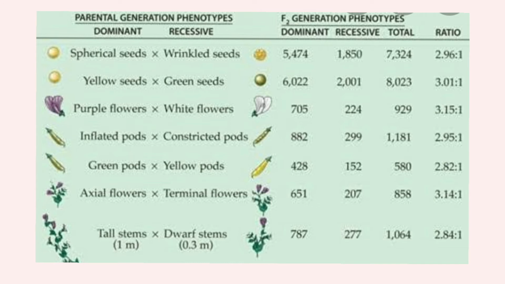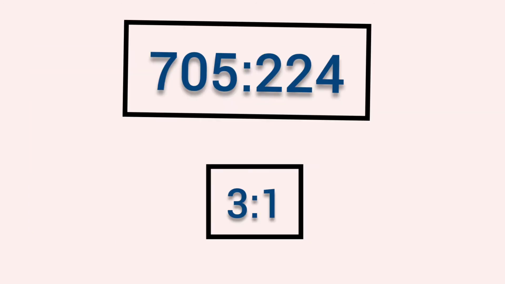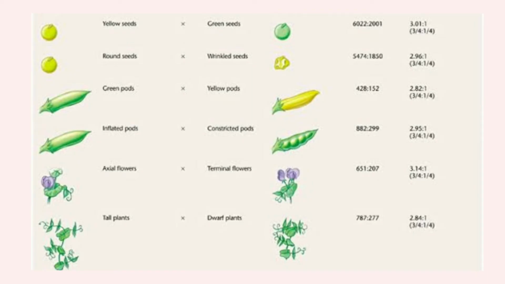Indeed, others had obtained similar results in breeding studies, but they failed to count the number in each class. Mendel counted 705 purple flowered plants and 224 white flowered plants. He noted that the ratio of 705:224 is almost exactly a 3:1 ratio.